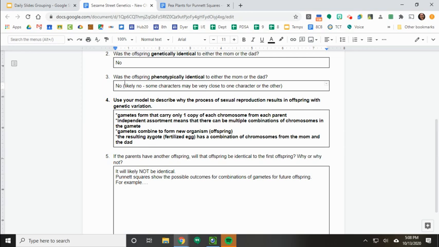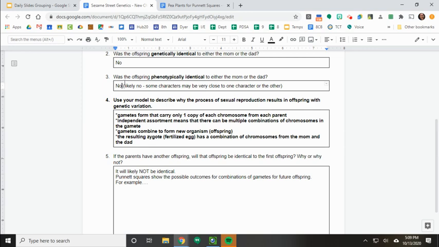But what if we have 50 different characteristics? How likely would it be to happen? What if we have 500 different characteristics? So 500 genes with all of their variations. How likely would it be that you would get a genetically identical offspring and parent? How likely would it be that you would get a phenotypically identical offspring and parent? So they would look exactly the same. Probably not too likely. What about if we had 5,000 genes?